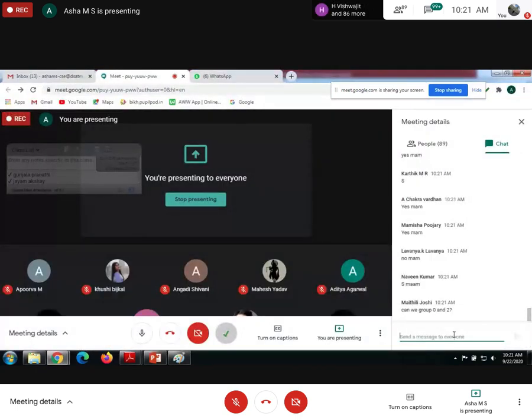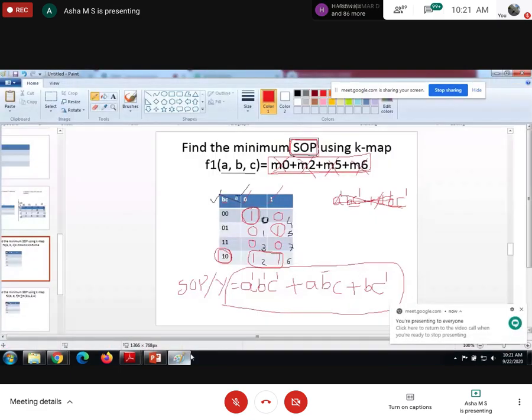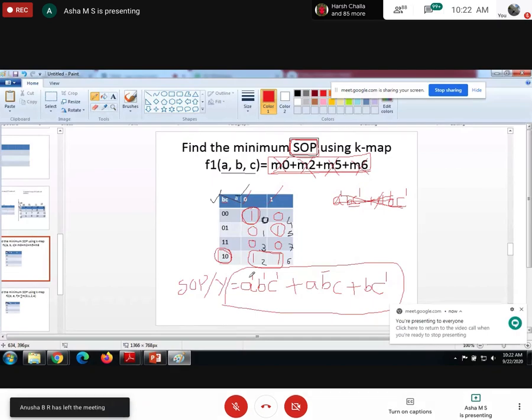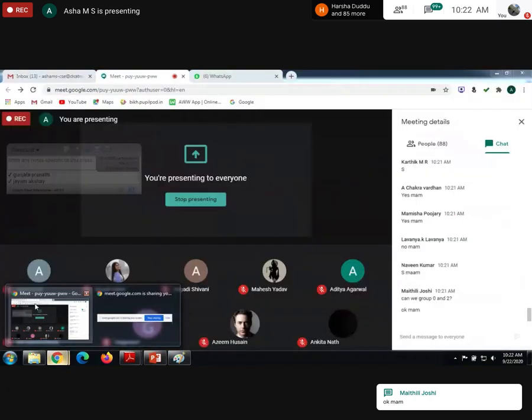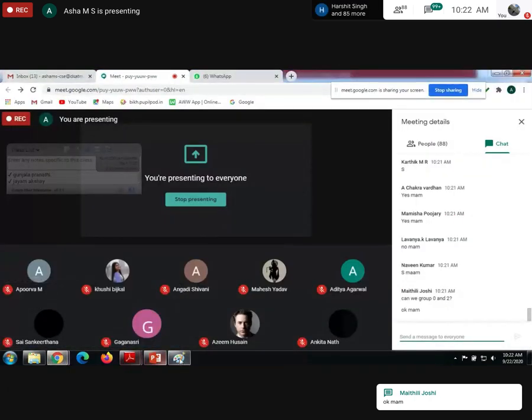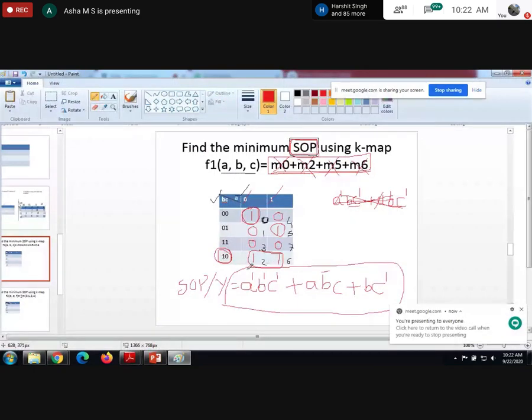Can we group 0 and 2? Yes, you can. Like this also you can do. Very good. Who told that? Maithili. Very good, Maithili. You can do this also, and then we will get a still more minimized expression.